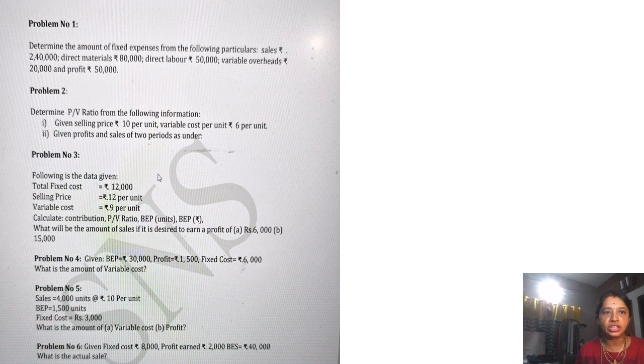Let's do the third problem. Now what is the problem? They have given total fixed cost. Total fixed cost is rupees 12,000. Then they have given selling price per unit. Then they have given variable cost per unit. Now this one I will do in the equation form. Now they have asked you to calculate contribution.